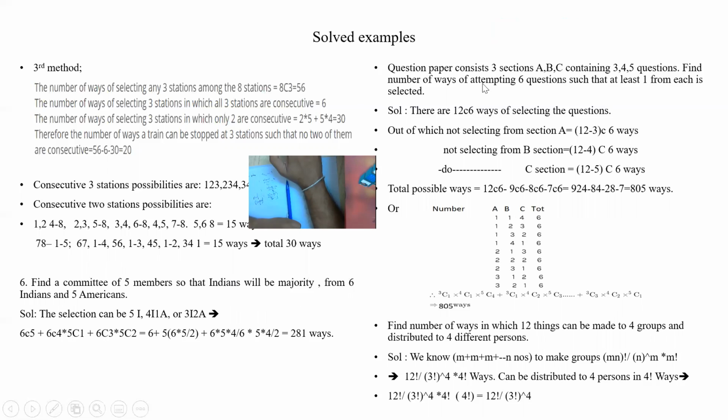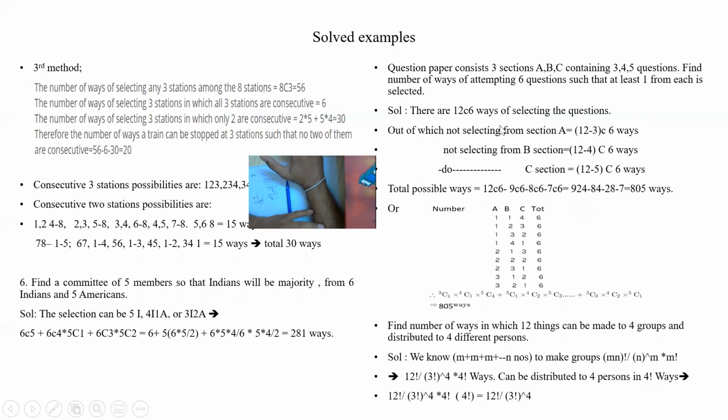Okay. Now, suppose there are 3 sections. A, B, C contain 3, 4, 5 questions. In section A, 3 questions. Section B, 4 questions. Section C, 5 questions. Find attending 6 questions from them, at least 1 from each subject. It should be 1 from each.